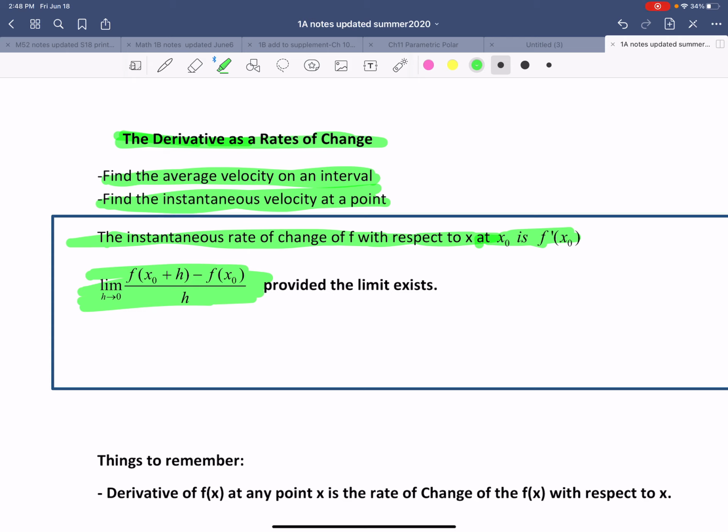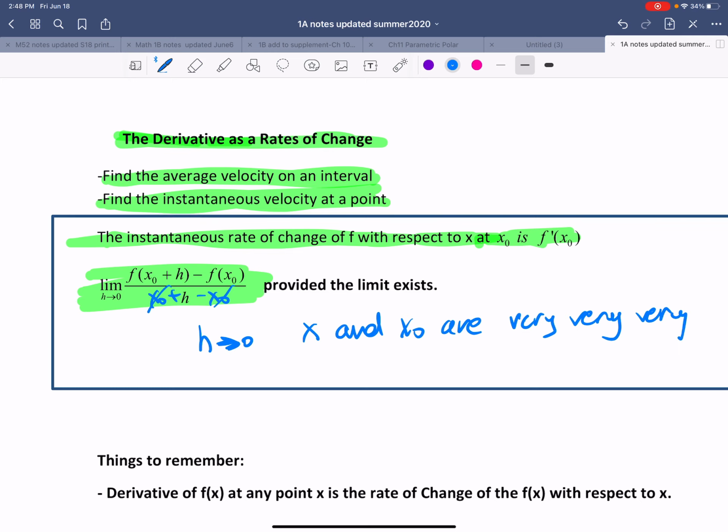f of x naught plus h minus f of x naught over x naught plus h minus x naught, in which x naught and x naught cancel. So h approaches 0 tells me that x and x naught are infinitesimally close to each other, infinitely close to each other. They are very, very close to each other.